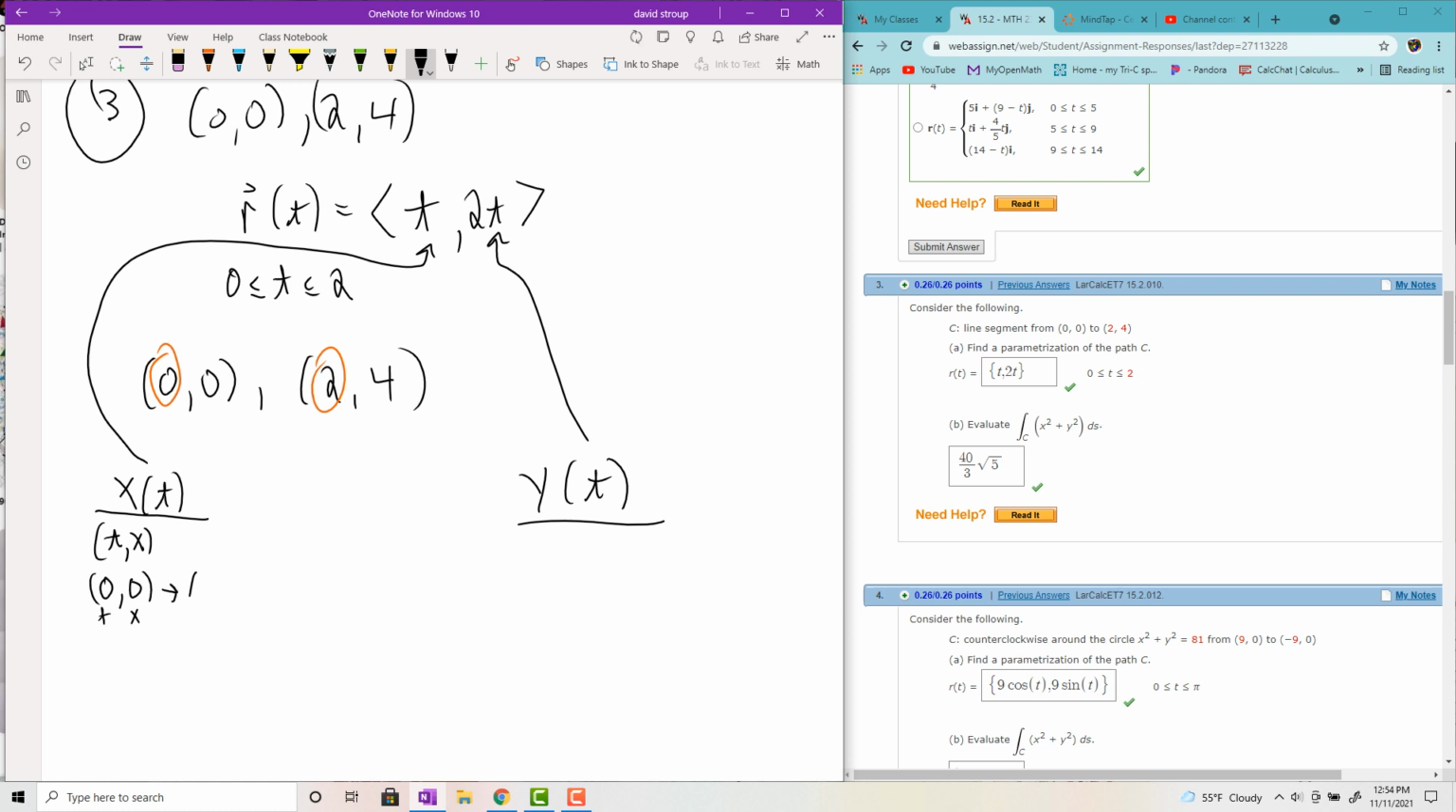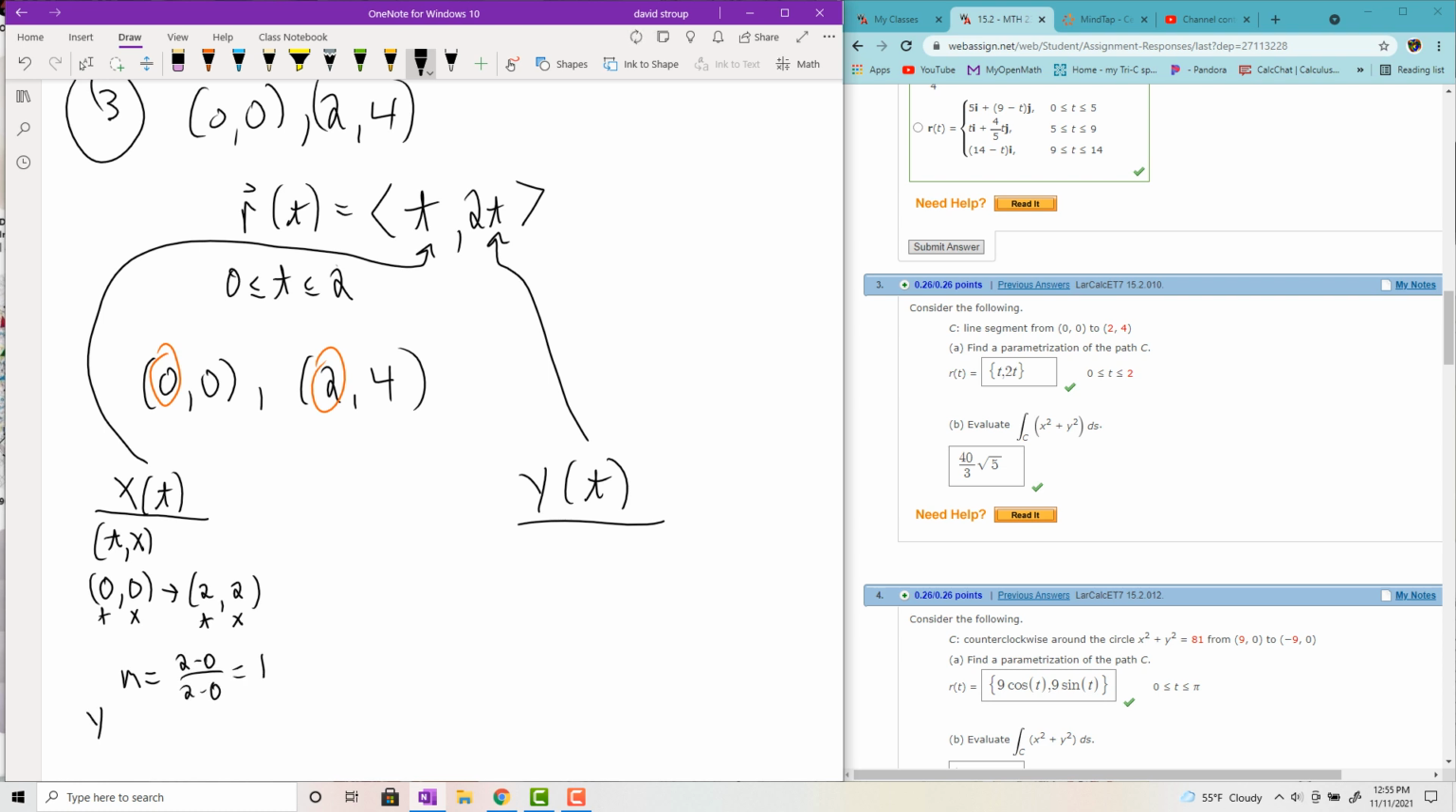And then the second point would be t equals, well, what do we want? We want 2. And then x we want to equal 2. And then you could literally just make an equation out of that using your point slope form from algebra. Okay, so the slope would be 2 minus 0 over 2 minus 0, which is 1.